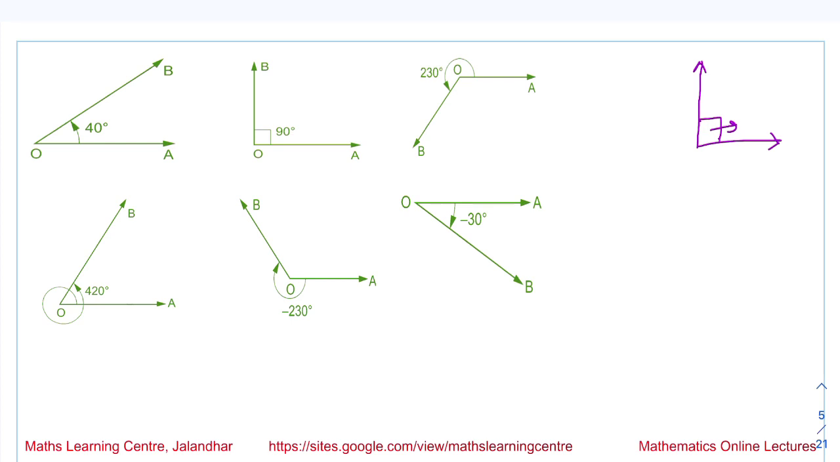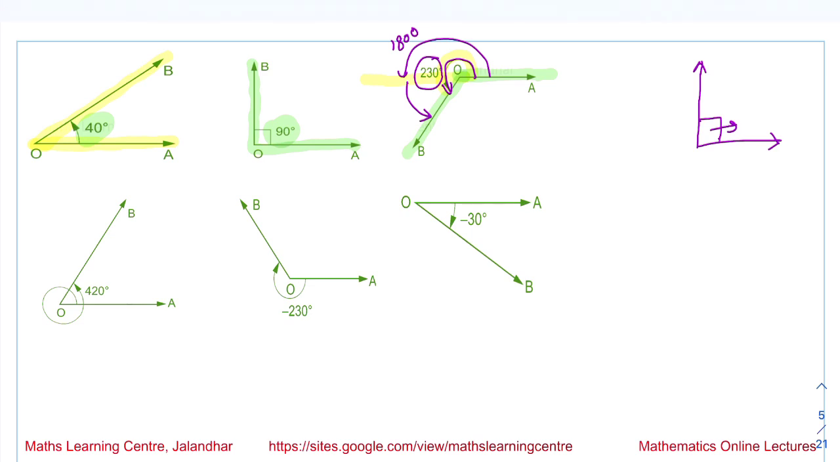In the first figure, this is the OA initial line, this line OB is marked, and this angle over here is 40 degrees. This OA line is there, this 90 degree angle is called a right angle. Then this OA initial line is there, this OB line is there. When we measure this complete angle, the straight angle over here, up to this point this angle is 180 degrees. After this, further it is moving in this way. So the total angle at this point is 230 degrees.